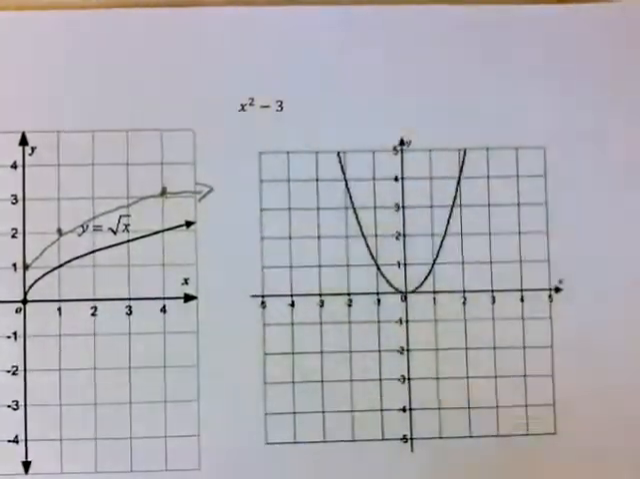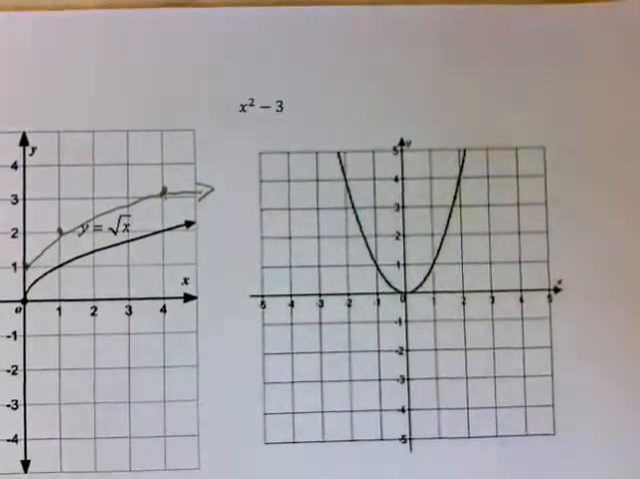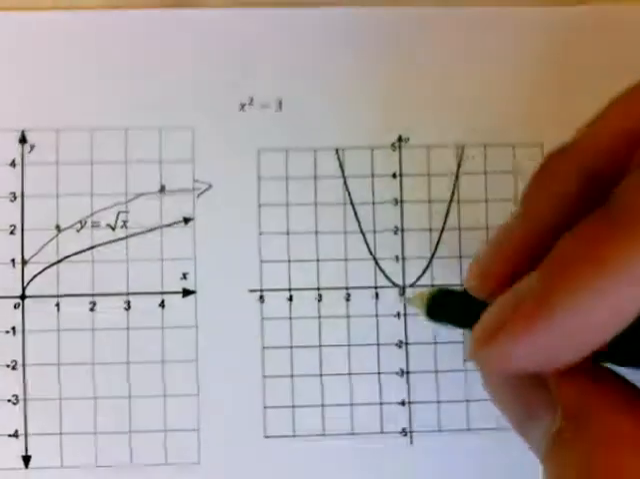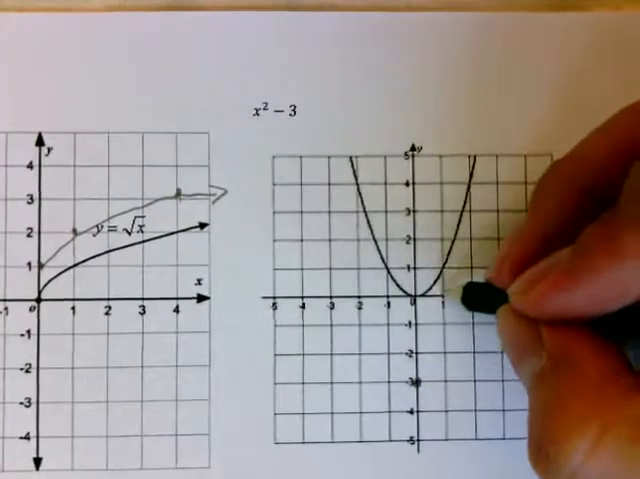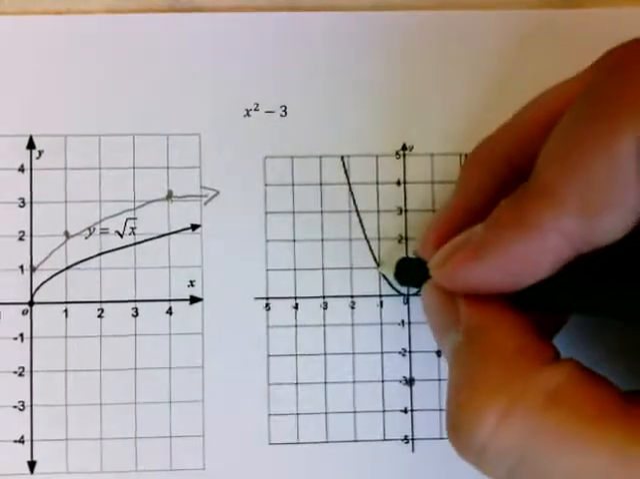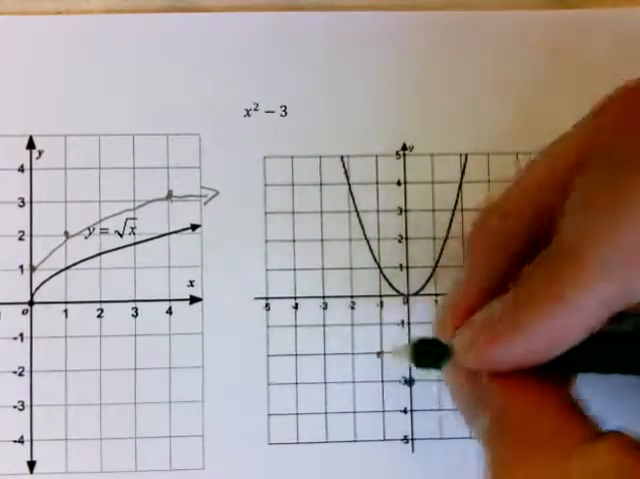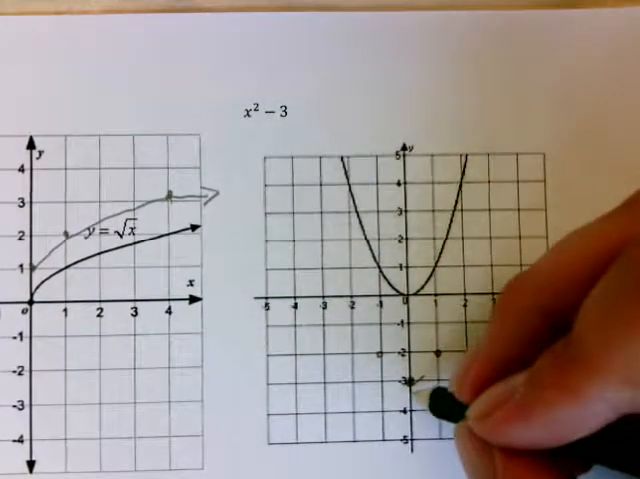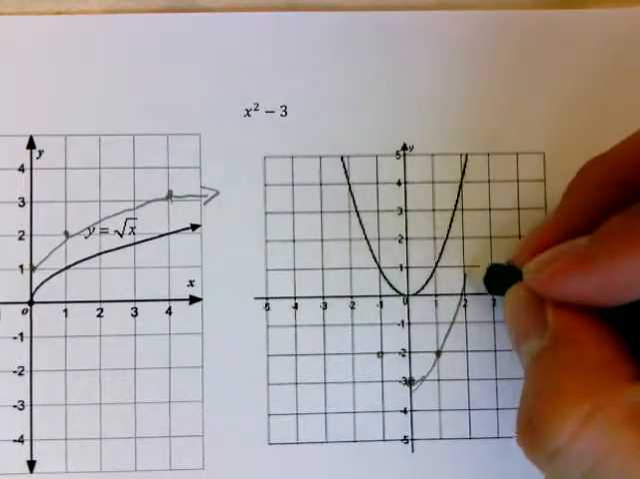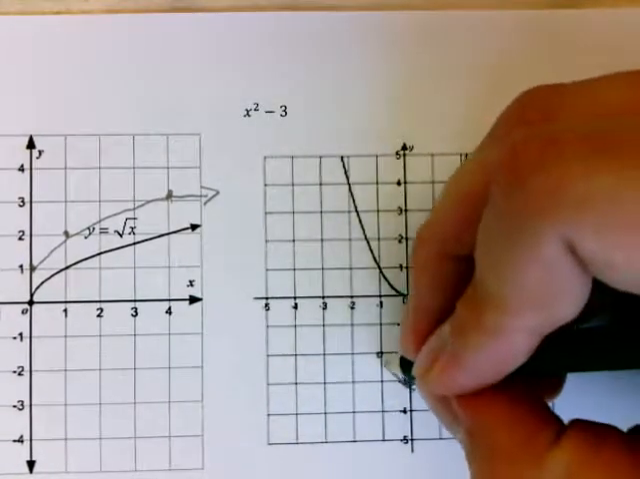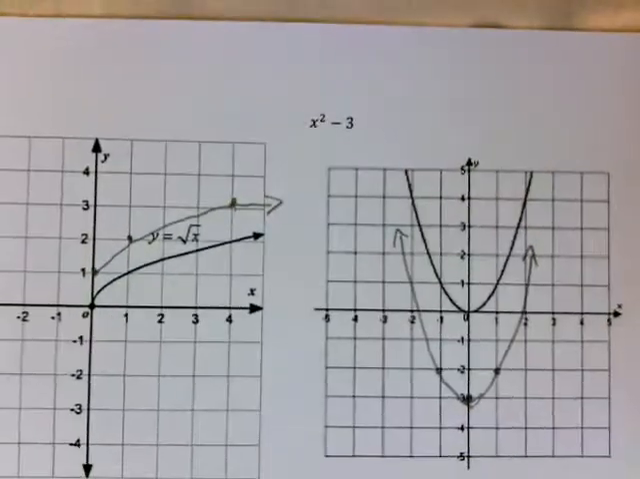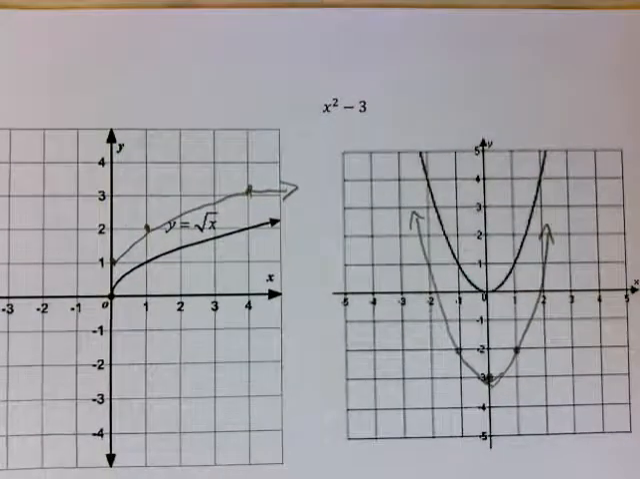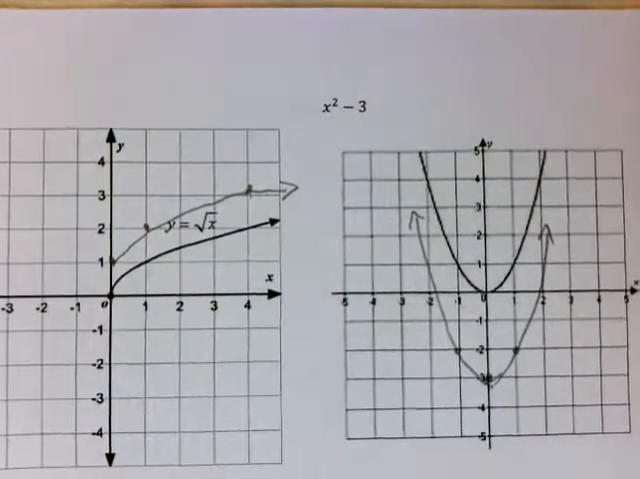X squared minus 3. Once again, that means shift everything down 3. So we go down 1, 2, 3, and so on and so forth. Those are what are known as vertical shifts. Now let's get into horizontal shifts.